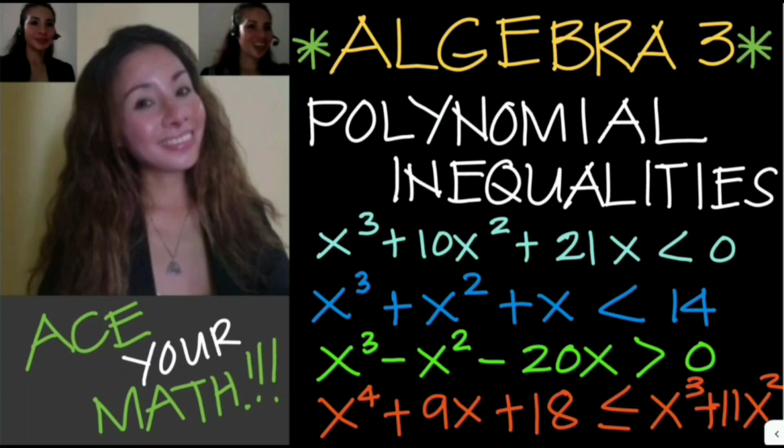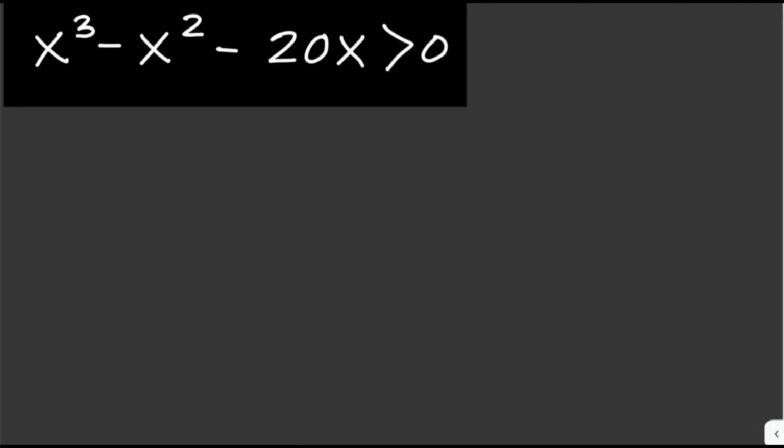We can either create a sign chart or we plot those points on the number line and then find the set of all values of x for which the inequality is true. So let's solve some problems here. We're given here x cubed minus x squared minus 20x greater than 0.